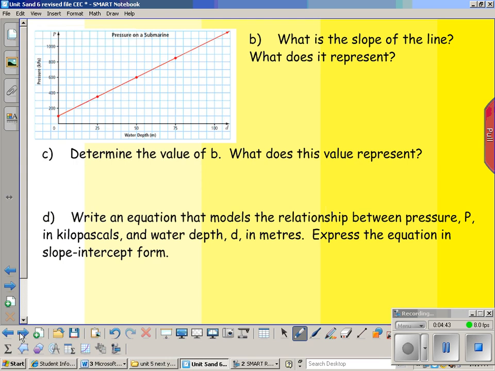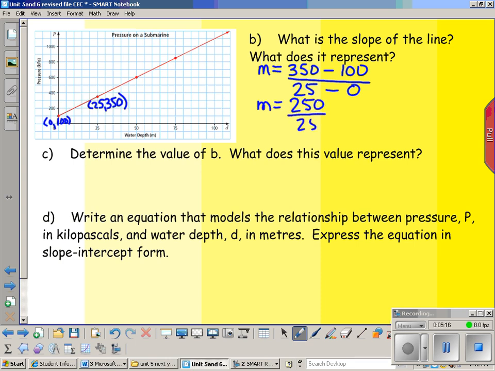So here's our graph again. What is the slope of the line and what does it represent? Well, we need to choose 2 points that are on this line. We know that this first one here was 0, 100, and we had a second point at 25 and 350. We can substitute those into the slope formula. So we'll have y2 is 350 minus y1, which is 100, all over x2, which is 25, minus x1, which was 0. So we get 250 over 25, and we will then be able to find our slope is 10.